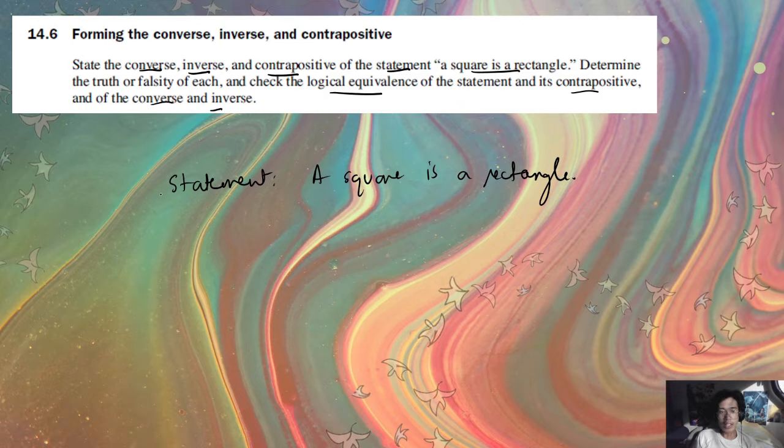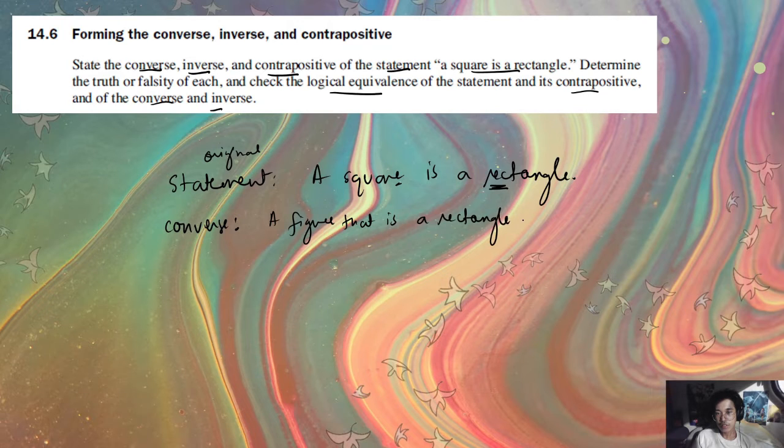Now, what is the converse of the statement? In the converse, the conclusion comes first, then it's followed by the hypothesis of the original statement. Okay, so therefore for this one, we can say a figure that is a rectangle is a square.